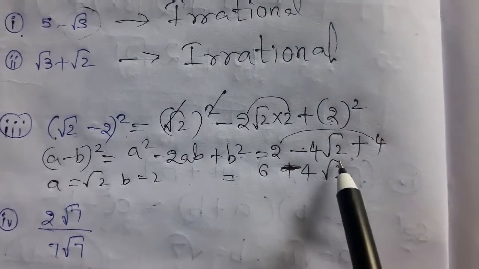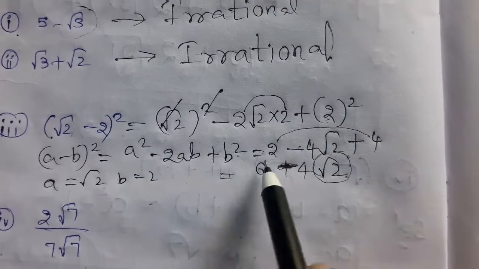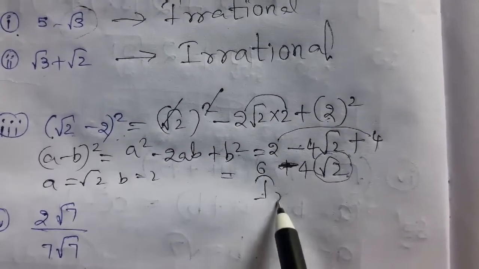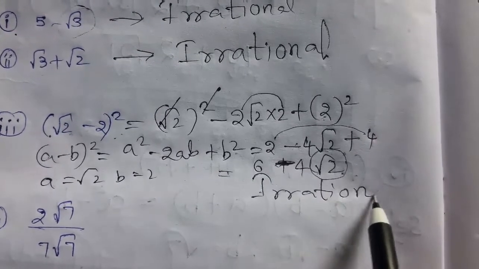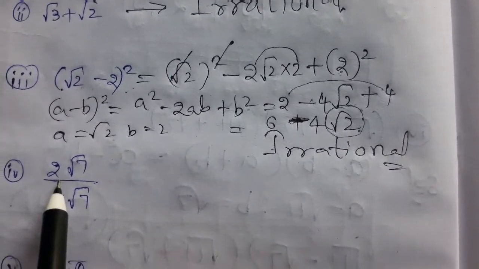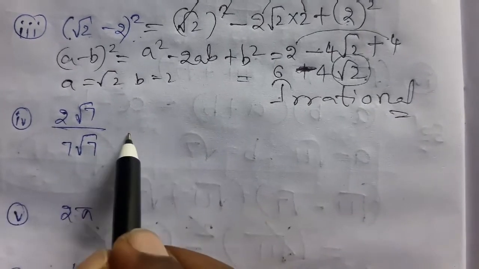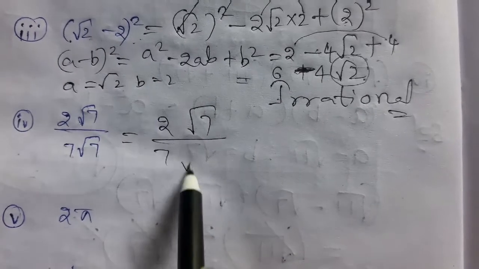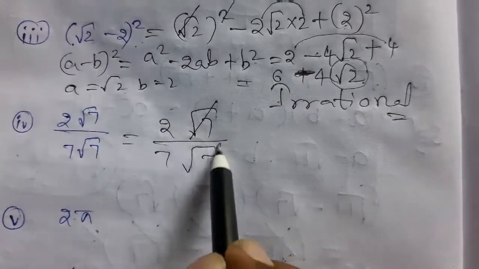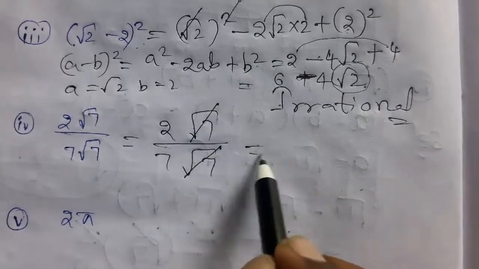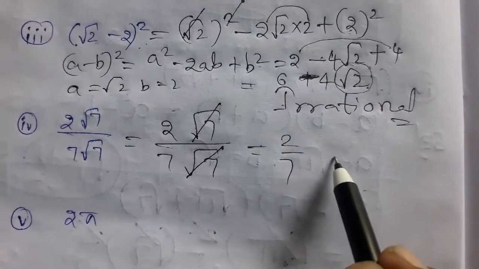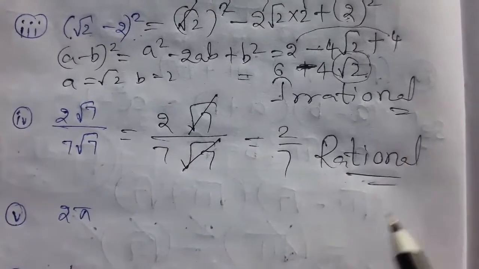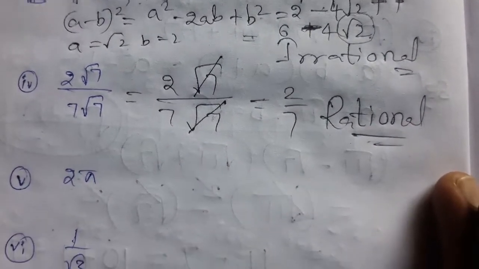So here this is an irrational number, so the given one is irrational. Now see the fourth one in this. So 2 root 7 by 7 root 7. Numerator, denominator, 7 and 7 cancel. That means 2 by 7. This is a rational number.